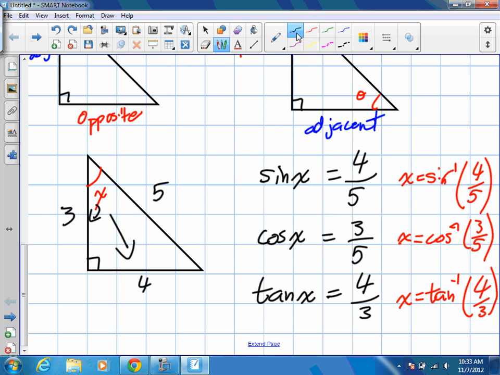And then we could do the exact same thing for our theta angle, just with our ratios written differently. Okay? So we can use these to solve sides or angles of a triangle.